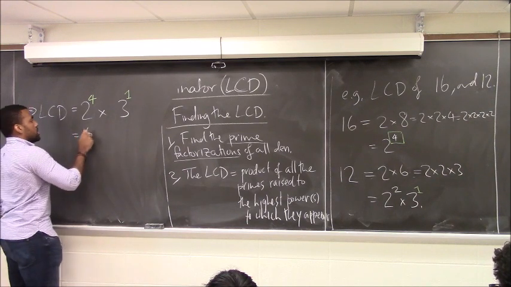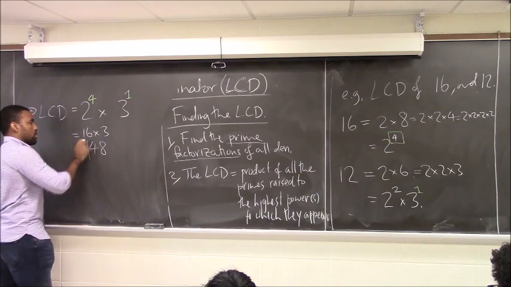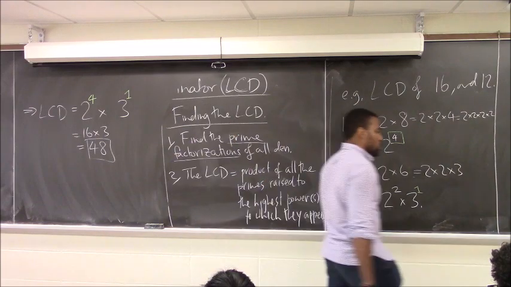It's going to be 16 times 3, which is 48. That's your LCD. That'll be the smallest integer that both 16 and 12 can divide into and not leave a remainder.